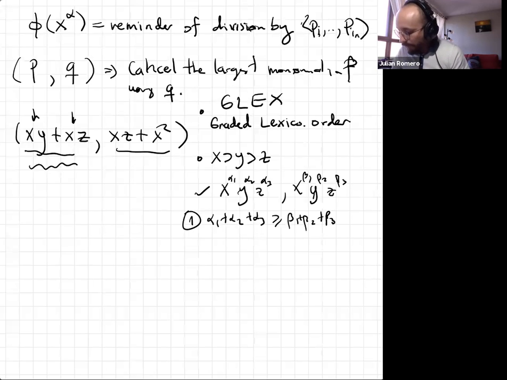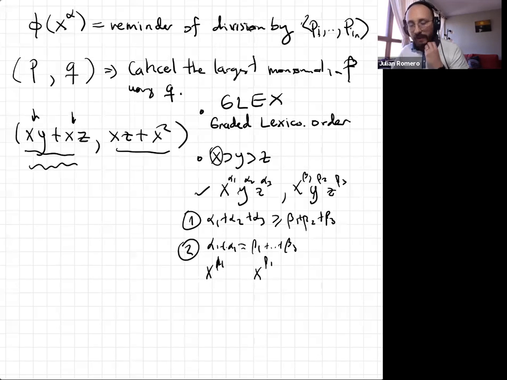And then the next thing, if the summations are the same, then you start comparing lexicographically. So x here is the greatest variable. I'm going to compare the degree of x alpha 1 and the degree of x beta 1. If alpha 1 is larger than beta 1, then I choose this one to be larger than the other one. If they are the same, then I continue with the next one.